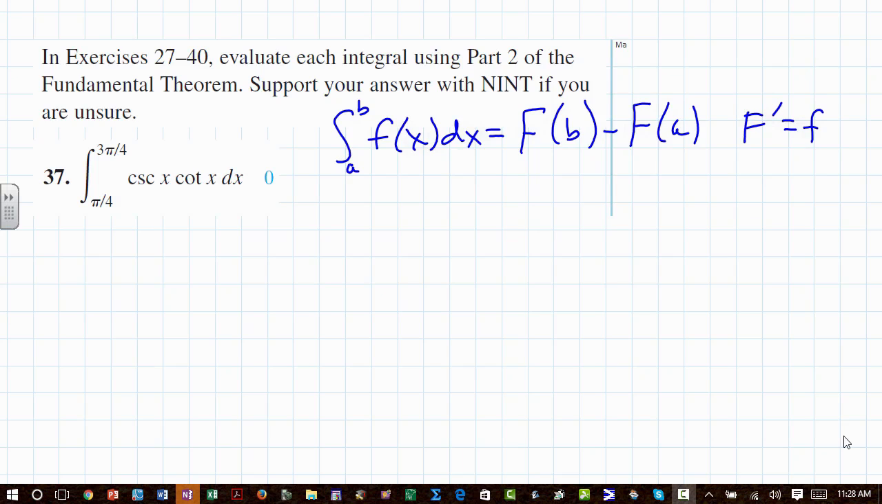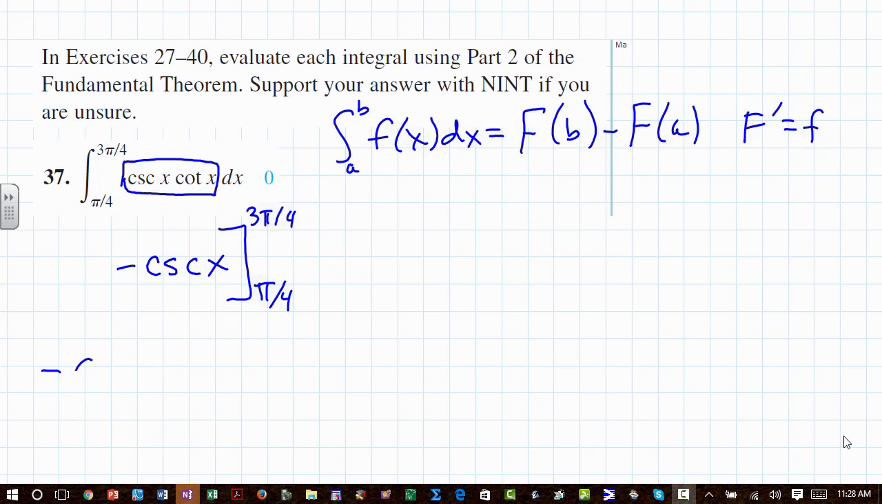So, we are looking for, first and foremost, a function whose antiderivative is cosecant cotangent. I believe that function is negative cosecant of x. How can we check our answer? Well, we could take the derivative of this. Do we get exactly that? Yep. And so I'm going to evaluate this from pi over 4 to 3 pi over 4.